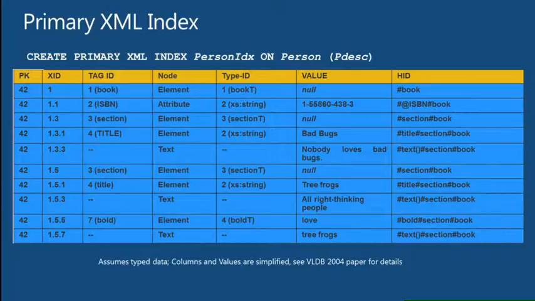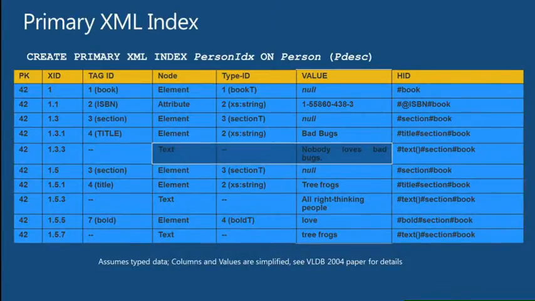Here are the hierarchy IDs, which are basically the XIDs that describe where we find the node inside the document. These two, the primary key from the base table plus this, create the primary cluster key for this internal node table that represents the index. Then we have the tag, node ID, type ID, similar to what we had in the table valued function, of course, and also the values and the HID.